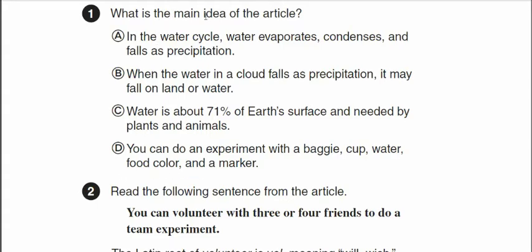When we need to choose the main idea, we choose the most general sentence that covers all the paragraphs or most of the important ideas that were mentioned in the essay that we read. So here it is going to be letter A, which is in the water cycle, water evaporates, condenses, and falls as precipitation. So the answer for number 1 is letter A.